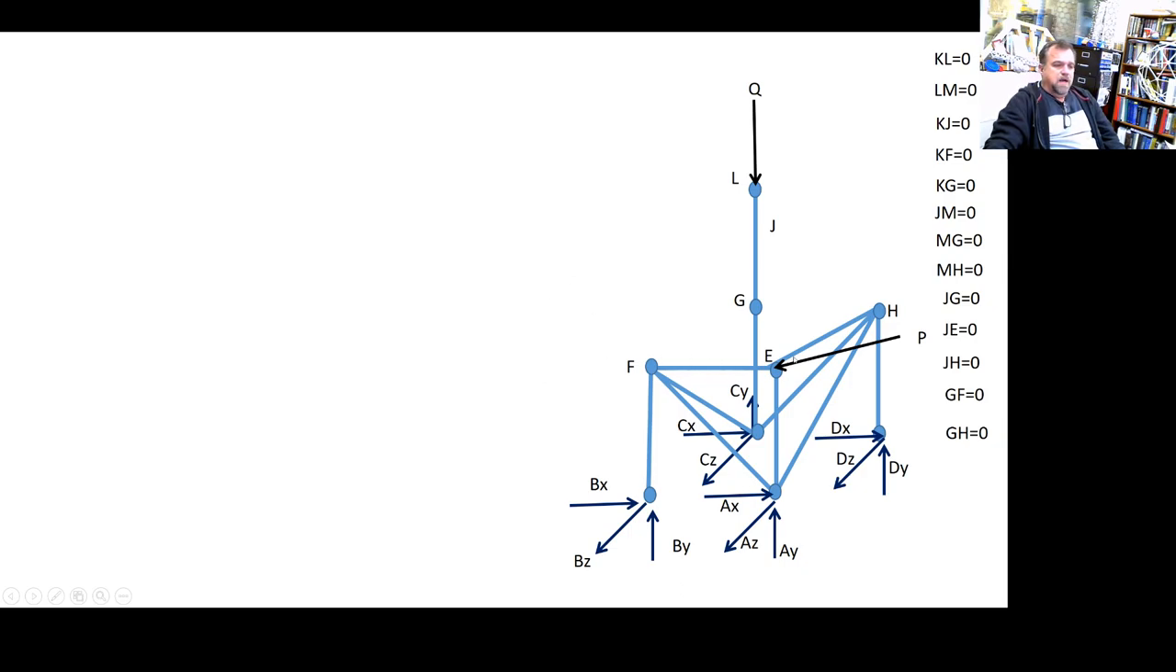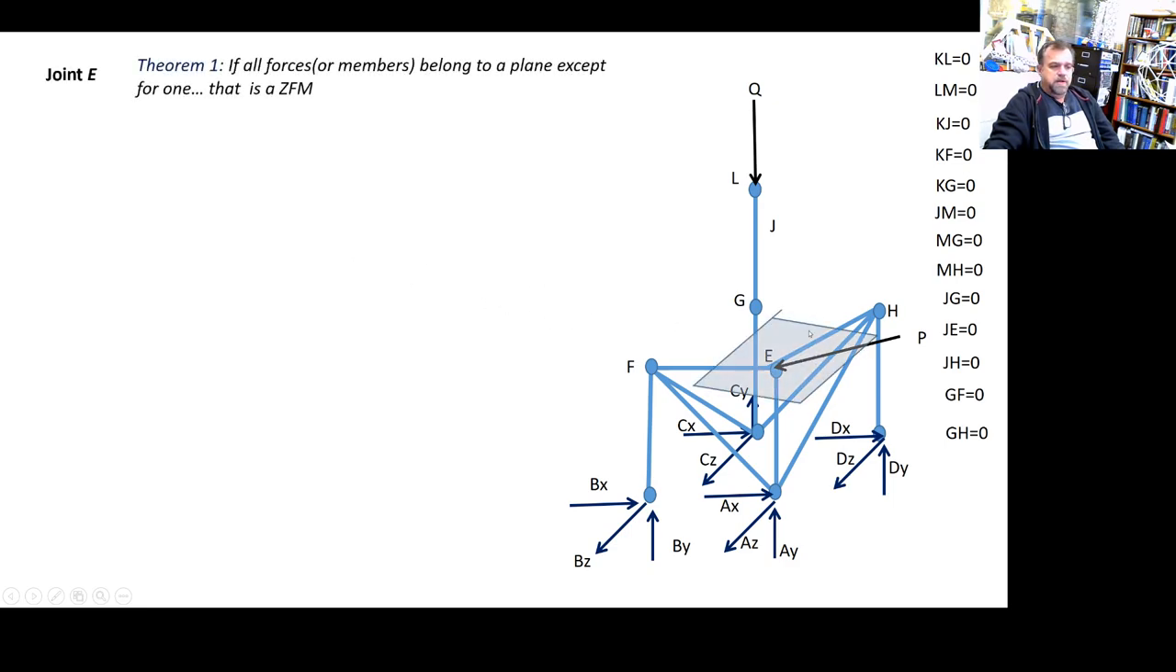What else? Now, remember this force I told you is in the same plane, so I can go to joint E and put a plane over there. This and that are in the same plane. This is sticking out of the plane, meaning AE or EA is a zero force member. Eliminate it from there. It's getting trickier now.